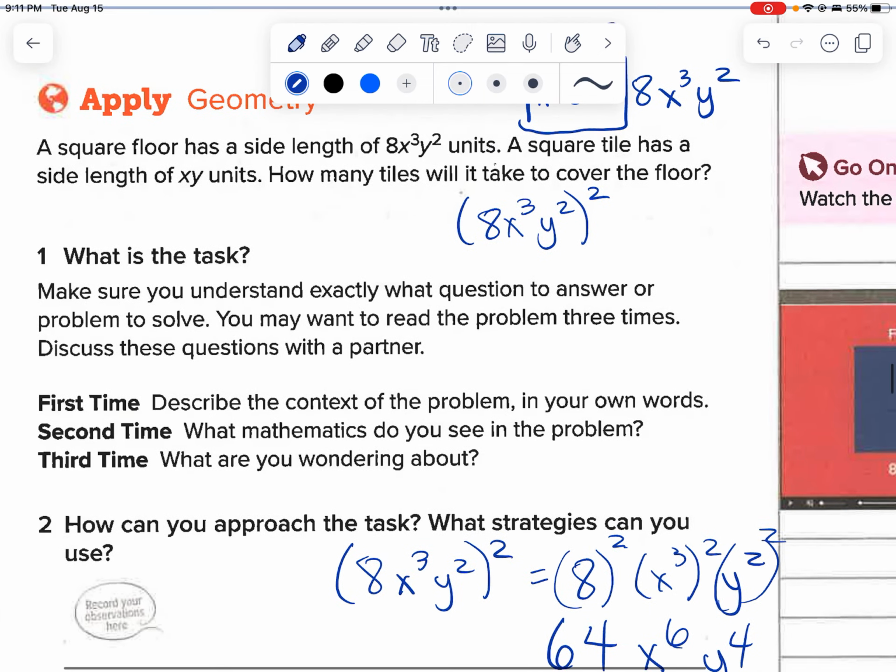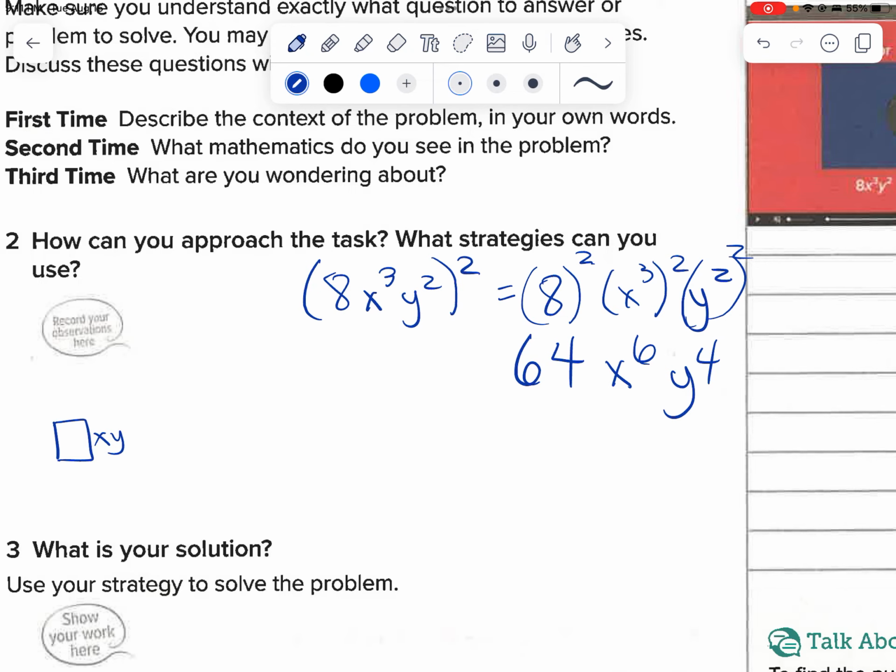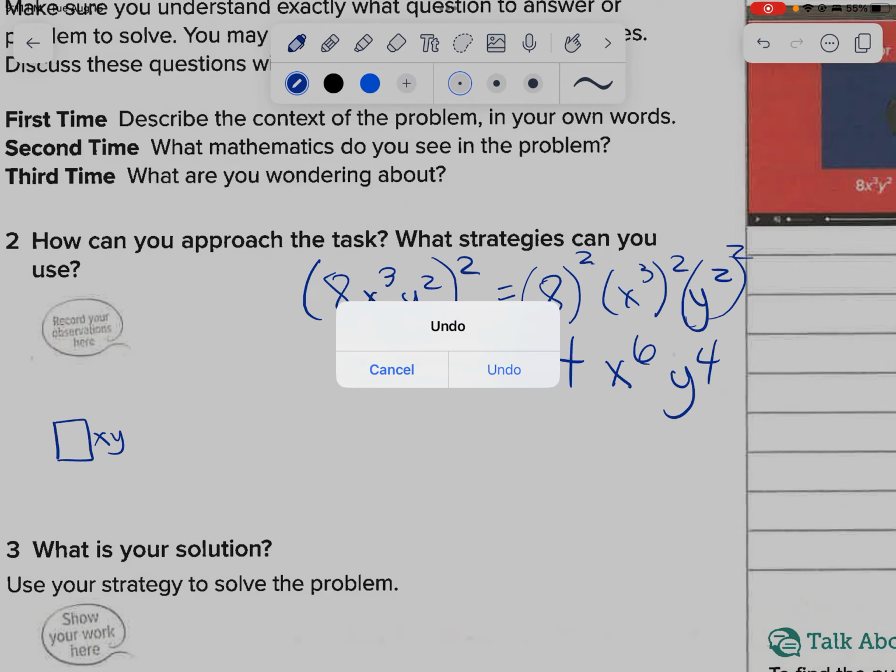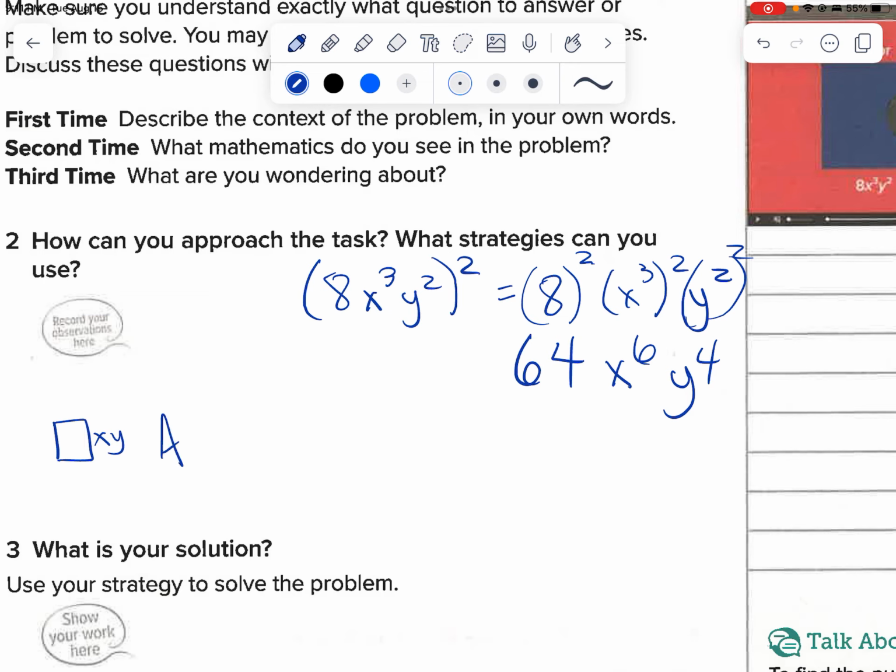A square tile has side length of xy units. So the little tiny square that goes inside has xy. If I want to find the area of that, I would get xy all squared. When I do that, I would get x squared times y squared. So that's going to get me x squared, y squared.